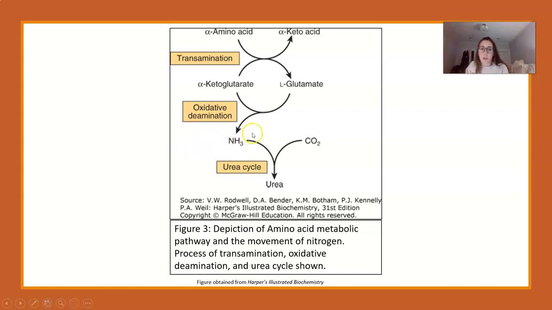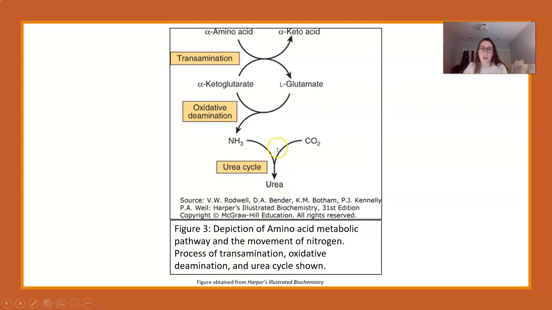Clearance of excess ammonia is through the urea cycle that takes place in the hepatocytes, and that is in the mitochondria as well as the cytoplasm. And to enter the urea cycle, you need the free ammonia, which is made through oxidative deamination.